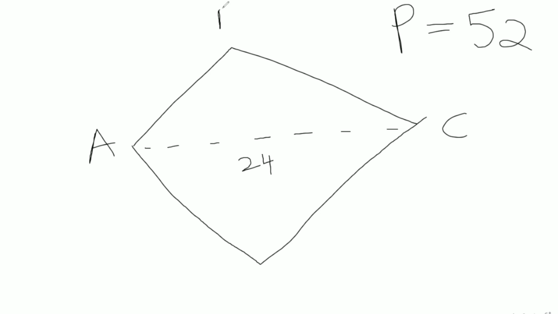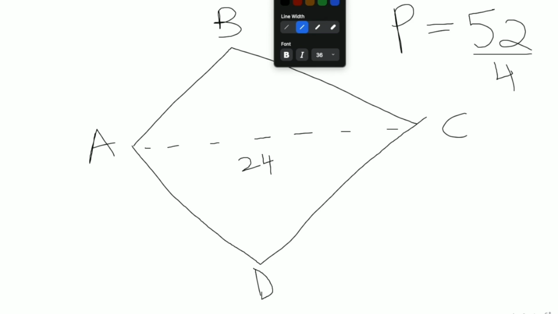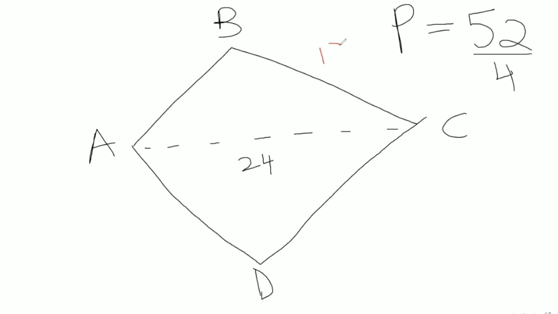So the first thing we should do is figure out the length of each side. In a rhombus, the defining quality is that all sides are equal, right? So if I wanted to find the length of one side, I just divide 52 by 4. 52 divided by 4 is 13. So that means the length of each side is 13.